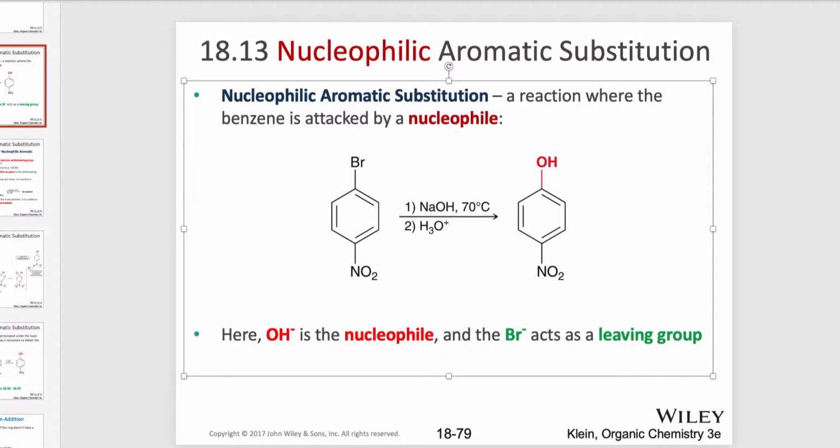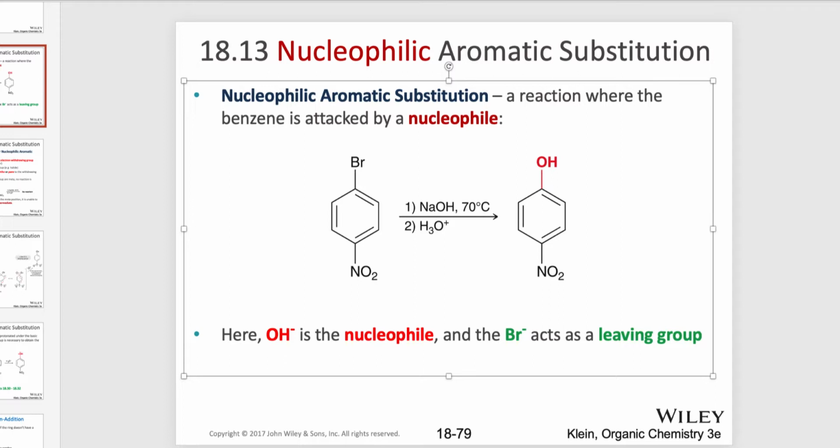So let's wrap up chapter 18. We have a couple of additional slides to discuss a different type of mechanism. Thus far, we were mostly concerned with electrophilic aromatic substitution reactions, and now we're switching mechanistically as we are dealing with nucleophiles for the reaction conditions. So benzene is now being attacked by a nucleophile.